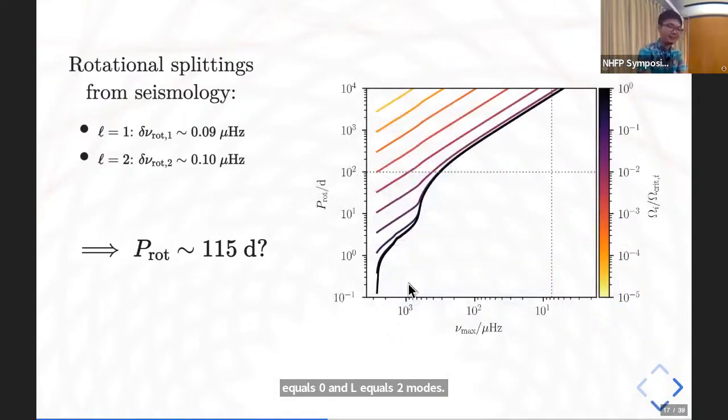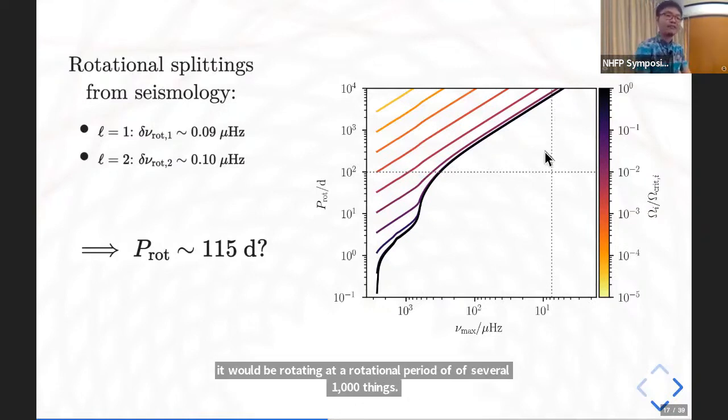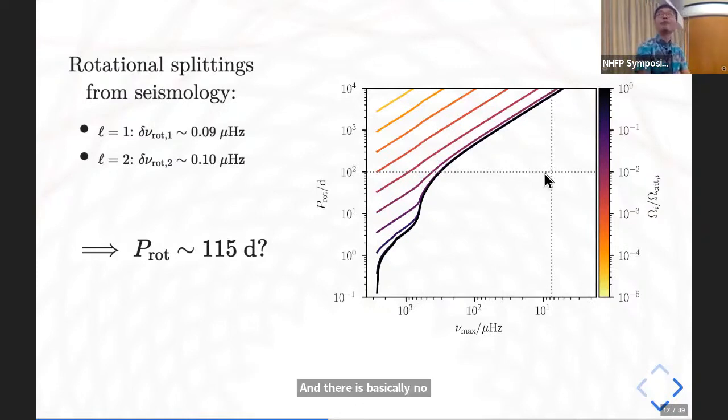However, this is kind of absurd. If you were to place a star on the zero-age main sequence at maybe the breakup rotational speed, shown with the black curve, and let it brake magnetically, by the time it reaches this point on the red giant branch, it would be rotating at a rotational period of several thousand days. And there is basically no physical explanation for how we would arrive at a rotational period of 100 days under the standard picture of single star evolution.